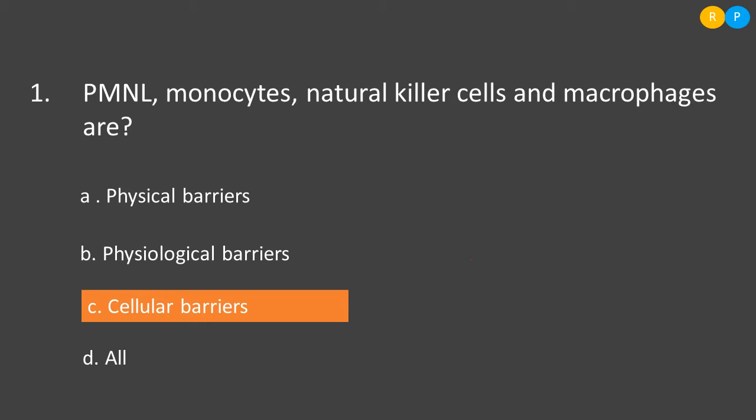So let us see the options. Option A, physical barriers. These are not the physical barriers. Physical barriers are nothing but skin. So skin acts as a physical barrier, and mucous membrane will also act as a physical barrier. Then option B, physiological barriers. Physiological barriers are nothing but some of the chemicals secreted in our body. For example, saliva, tears from the eyes. These are examples of physiological barriers.